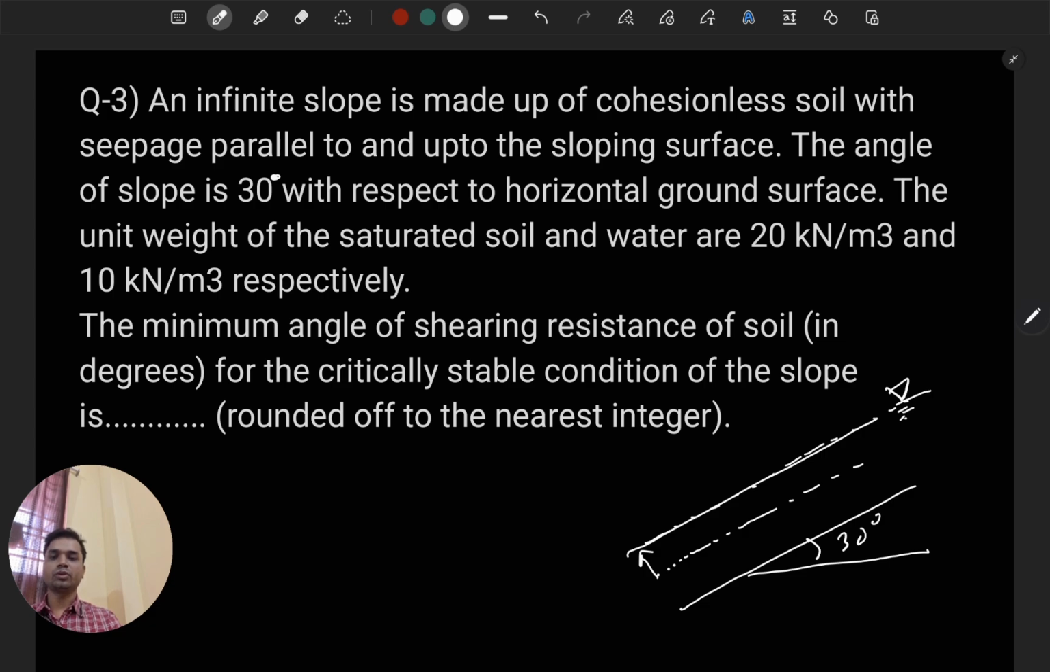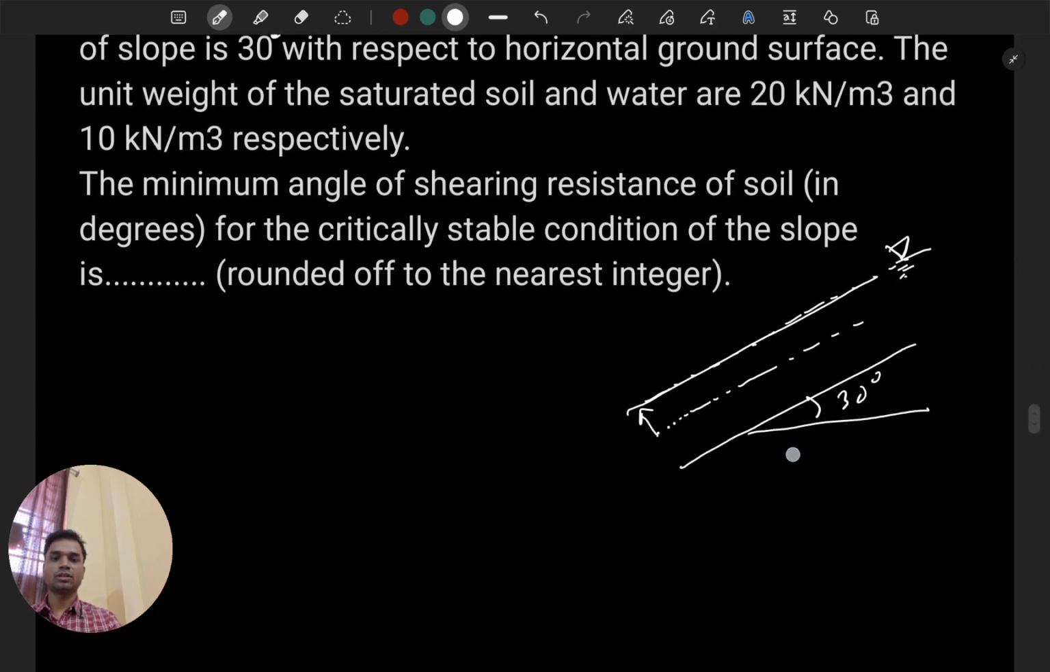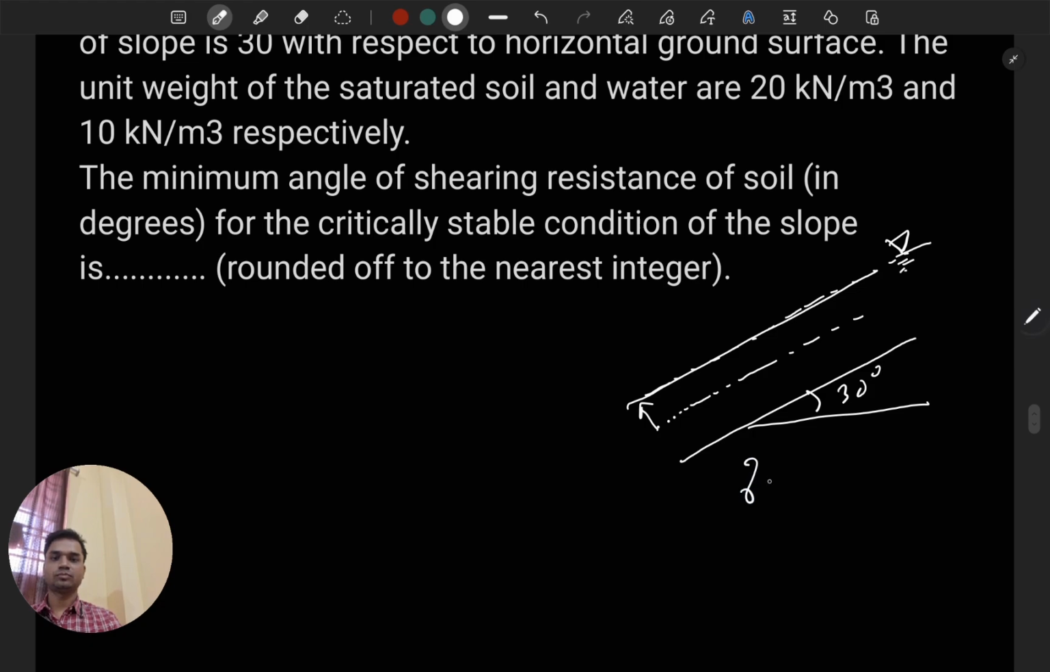The unit weight of the saturated soil is 20 kilonewton per meter cube, and for water it is 10 kilonewton per meter cube. The minimum angle of shearing resistance of the soil, in degrees, for the critically stable condition of the slope is, okay.